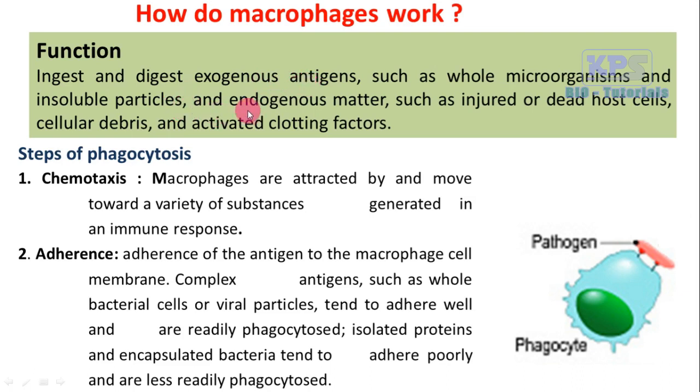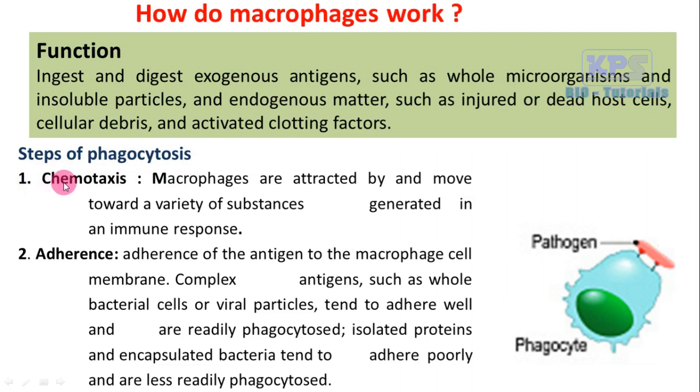And it also works on endogenous matters like injured or dead host cells, cellular debris, and activated clotting factors. That means there are debris from the normal cell cycle. Certain cells will be destroyed, and the debris of such damaged or dead host cells will be ingested and digested by these macrophages. Then let us examine what are the steps of phagocytosis.